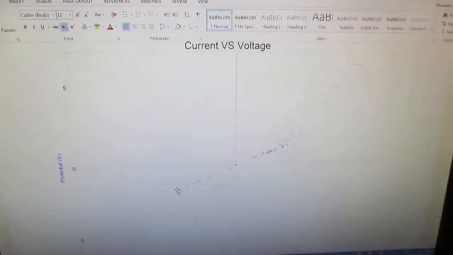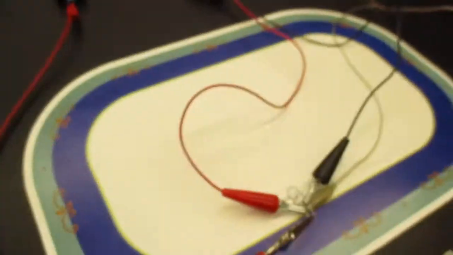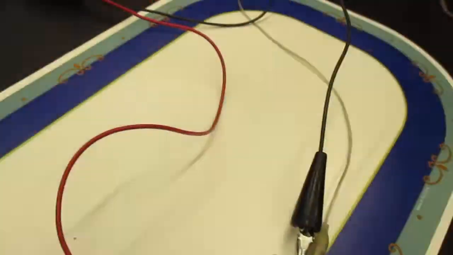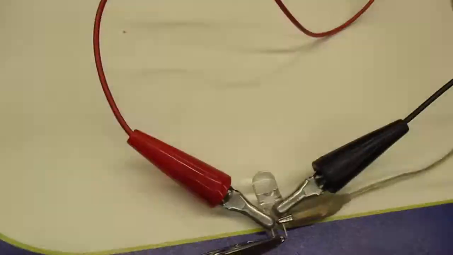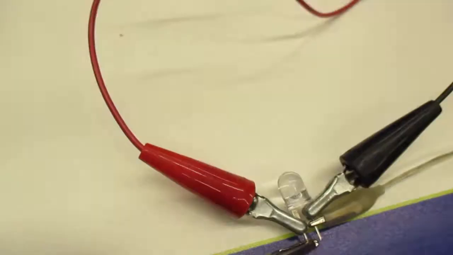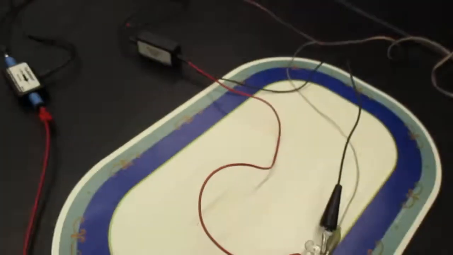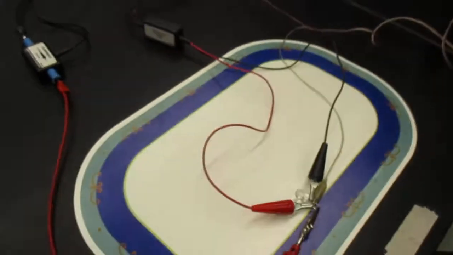Okay, so this would be non-ohmic as described. So now the final part of our experiment is going to be the LED, light emitting diode. And we're going to again use the hand crank generator and see what we observe.